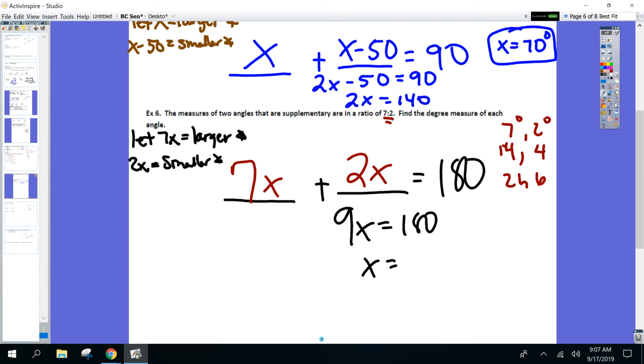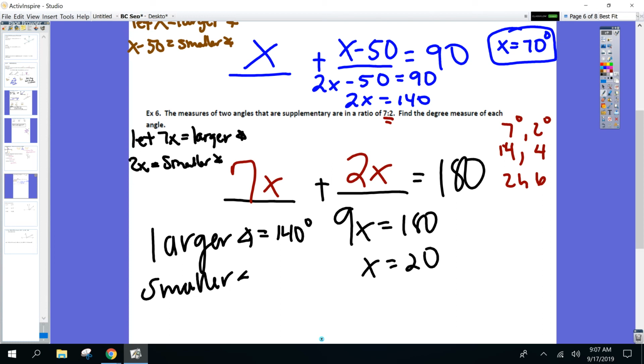x equals 20, but this is another case where you don't want to stop here because I'm looking for both angles. So what do I need to do with my 20? Take it and substitute it back in. So what's my larger angle? It says find the degree measure of each angle. What's my larger angle? 140. And how about the smaller angle? 40 degrees. And quick check: are they supplementary? They add up to 180, absolutely.